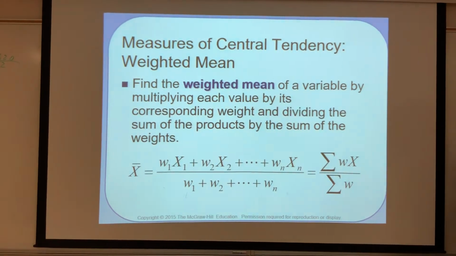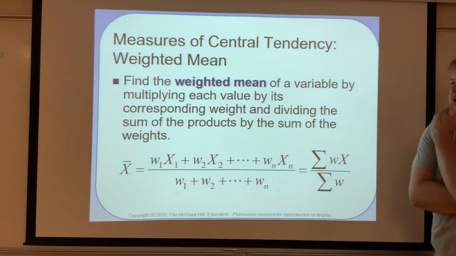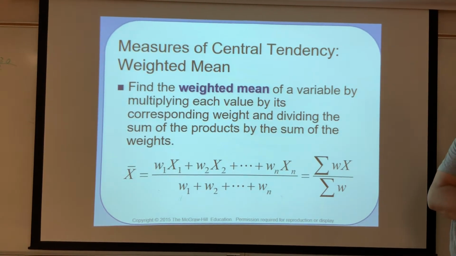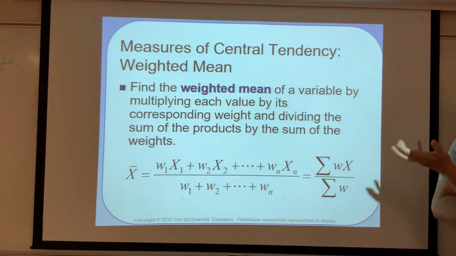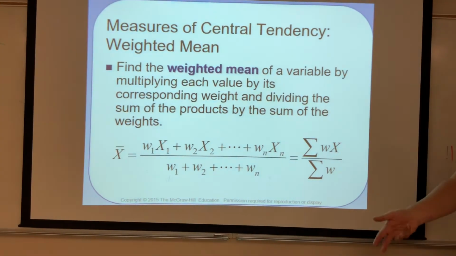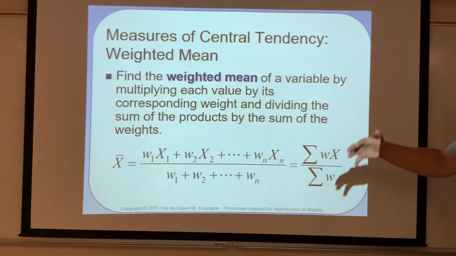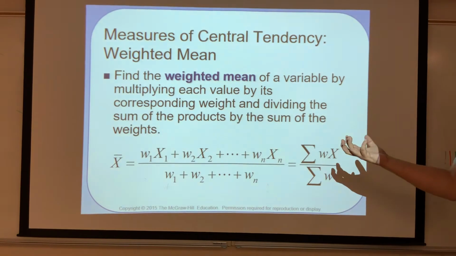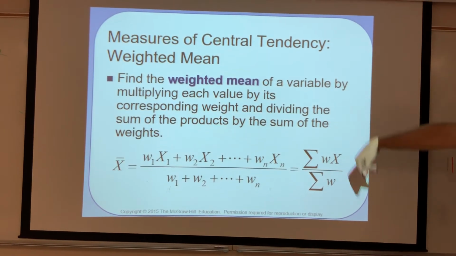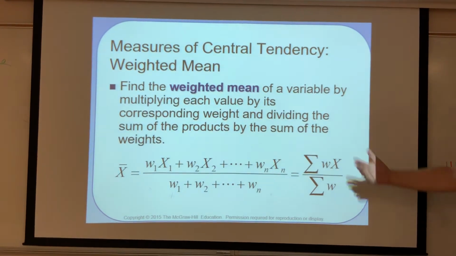The weighted mean. This is kind of like your GPA, because you have things like GPA that are based on class points. An A is worth more than a C, so it has more weight and more value. So when we calculate these things, I have to take that weight into consideration. So finding the weighted mean of a variable is done by multiplying each value by its corresponding weight, then dividing the sum of the products by the sum of the weights.